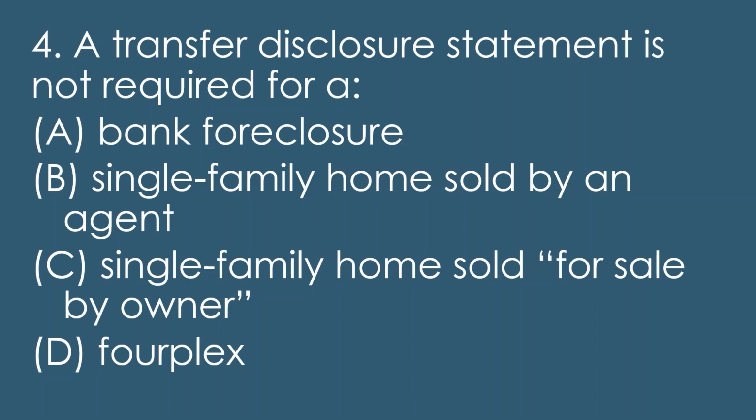So even if it is a FSBO, for sale by owner, if it's a single family home, you need to, as the seller, complete the TDS, even if there's no agents involved. The good news is, if there's no agents involved, the agent portion of it does not need to be filled out. But the seller has the ultimate responsibility of completing this transfer disclosure statement. And it is required for a fourplex. Remember, 1 to 4 unit dwellings, so a fourplex would be considered within that. So B, C, and D, we know do require the transfer disclosure statement. So just from the process of elimination, bank foreclosure would be the right answer.